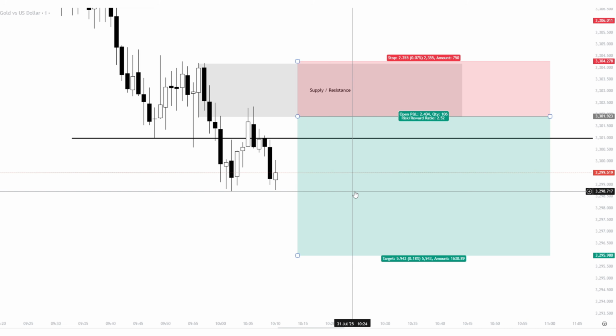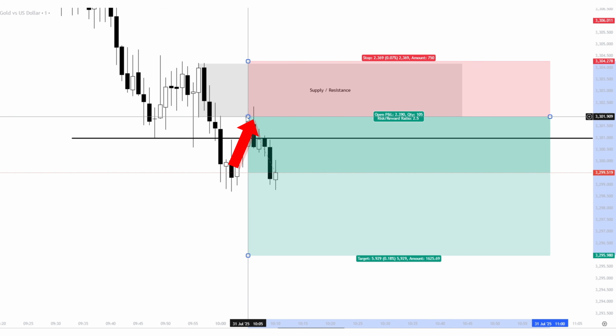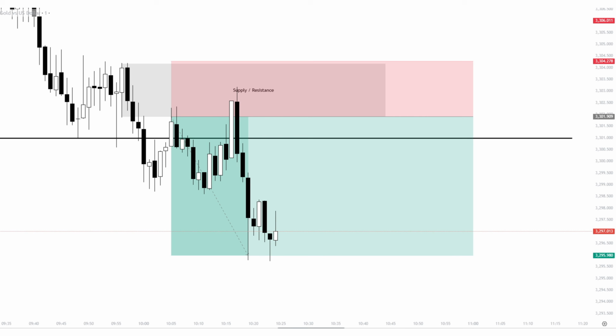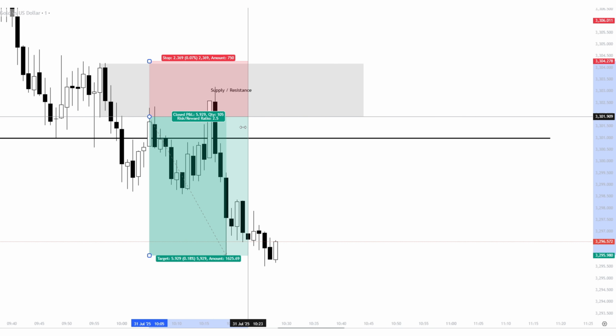So instantly after the breakdown, the price pulled back up and filled the supply, the moment where it also instantly rejected to the downside, moving into the take profit level very quickly this time.